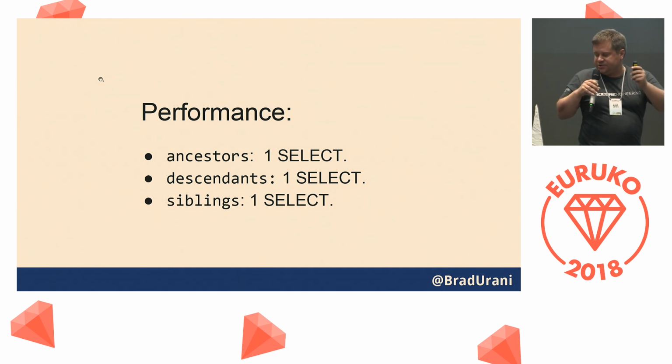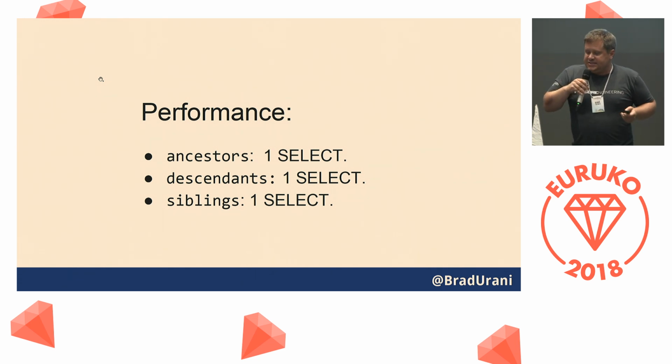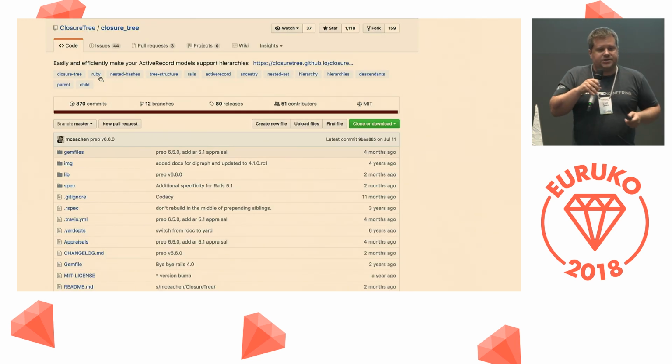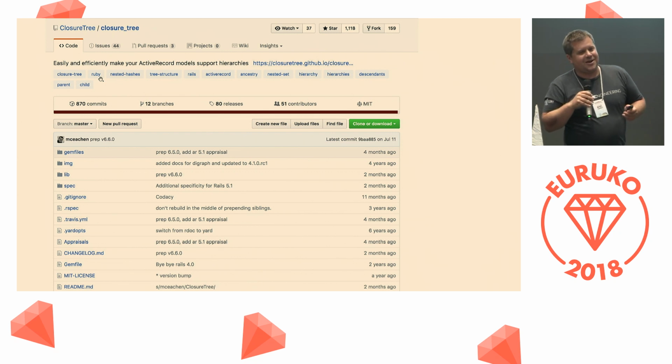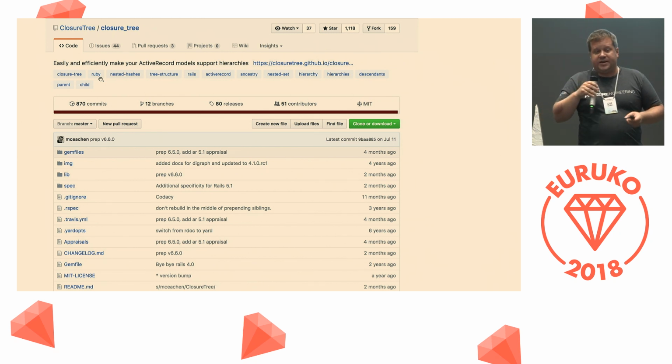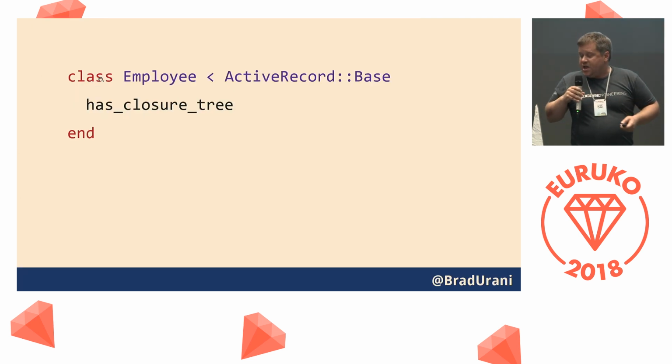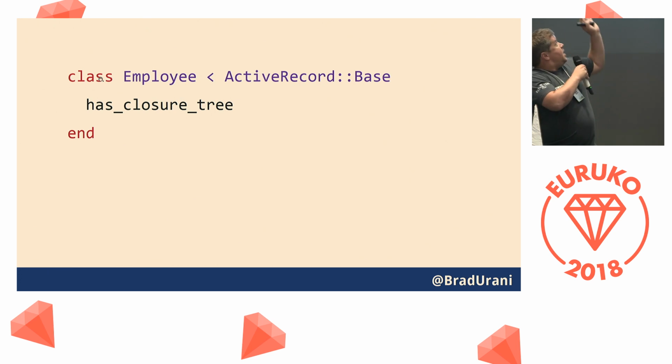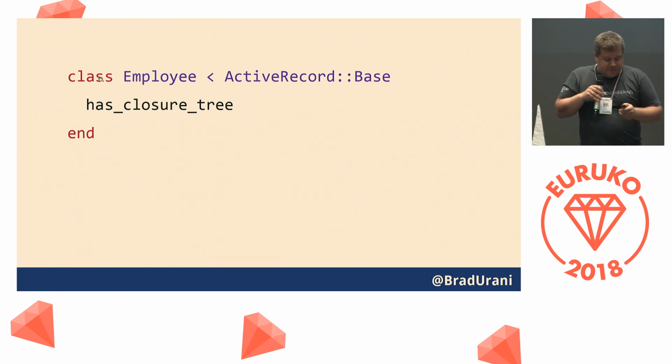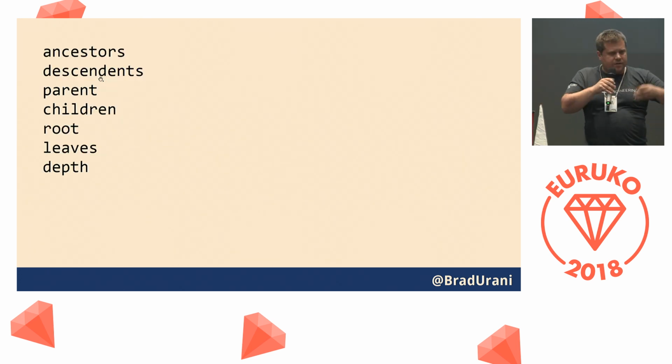A single select for ancestors, a single select for descendants, siblings, and various other things I haven't talked about, all come very quickly. And there's a Ruby gem for this, too, wouldn't you know it? It's called Closure Tree. We use this in production. It's really wonderful. It implements this pattern for you. It's got a lot of features, like it helps you write the migrations. You add it to your ActiveRecord models like this, and it gives you all these wonderful methods that generate all this SQL for you and save you from having to write a lot of these things.